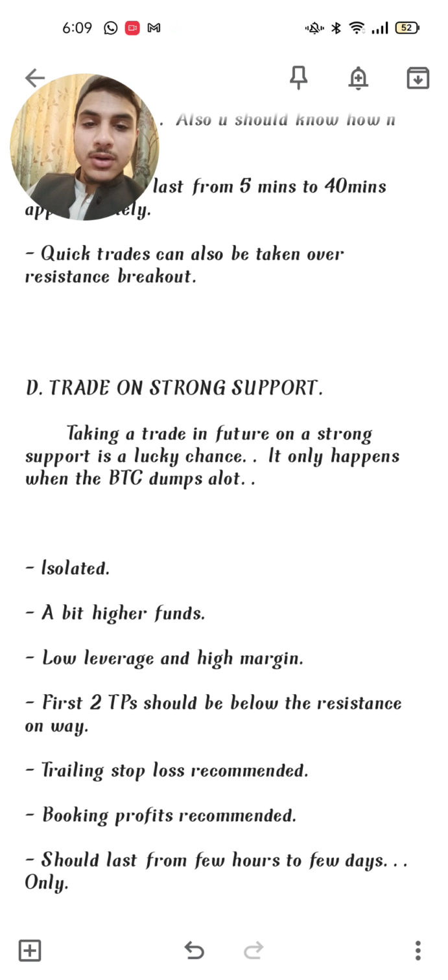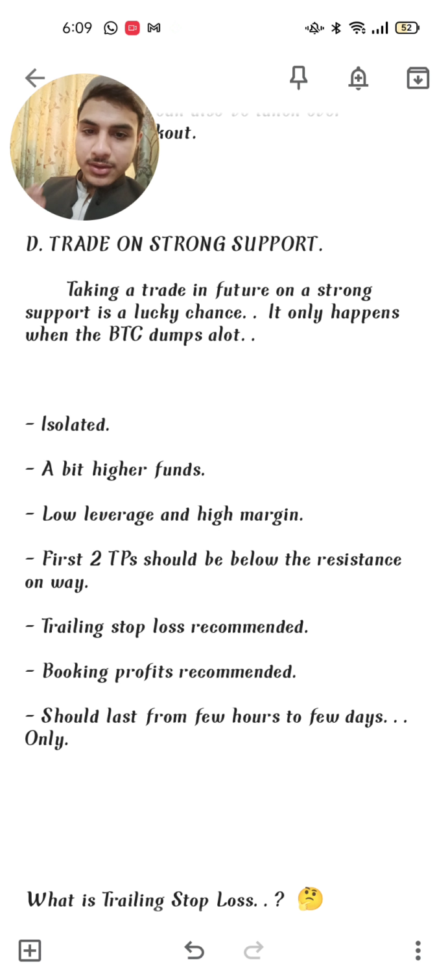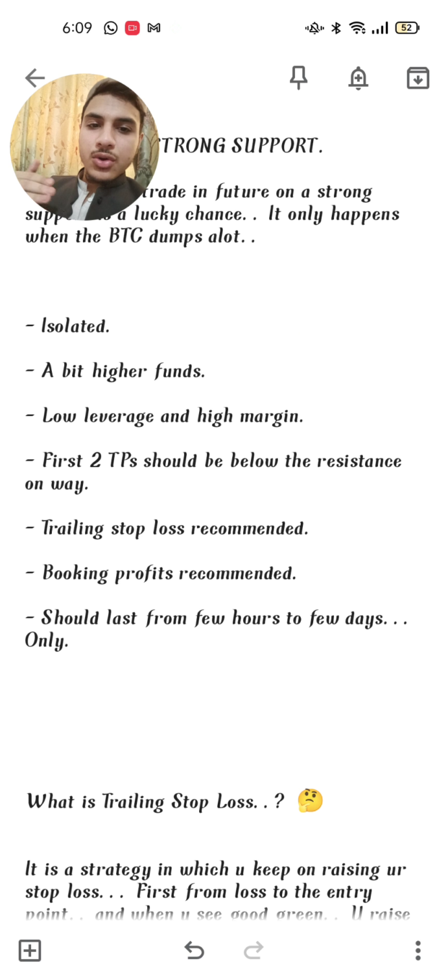So type 4, trade on strong support line. Taking a trade in futures on a strong support is a lucky chance. It only happens when the BTC dumps a lot. So the strategies: the trade should be isolated. We play with a bit higher funds. Low leverage and high margin. Fine. Low leverage and higher margin.